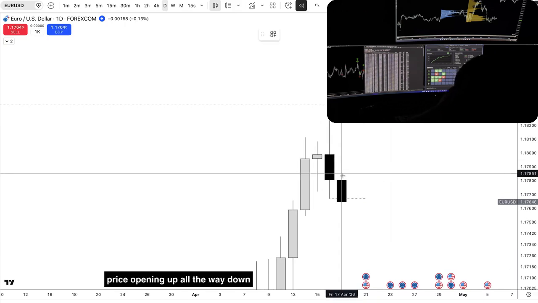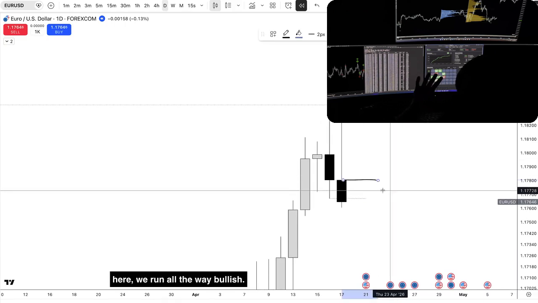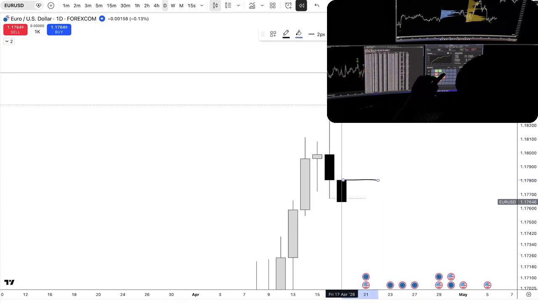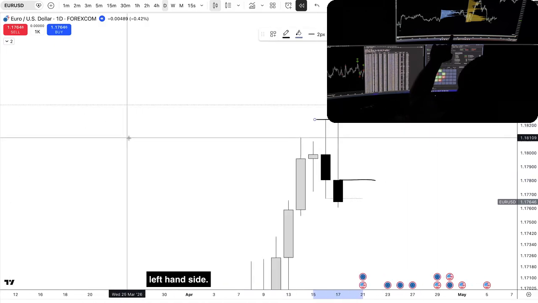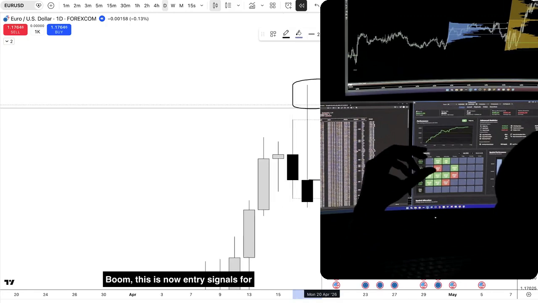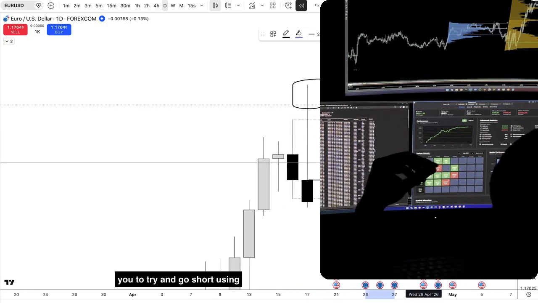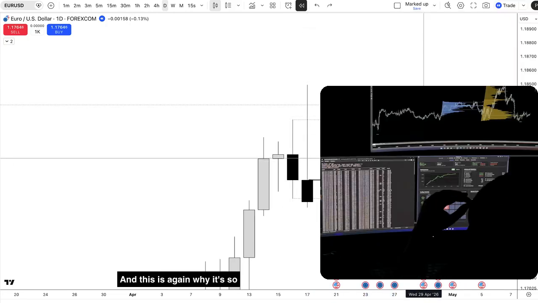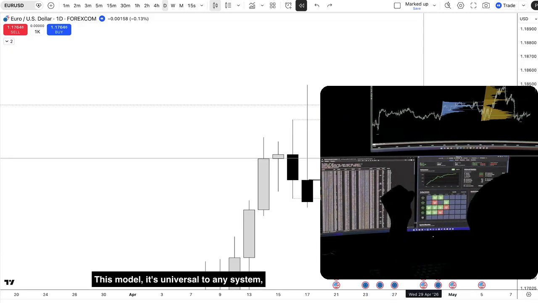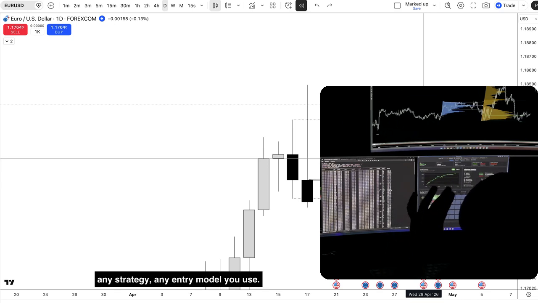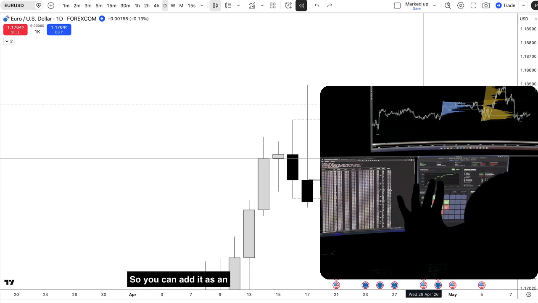Just like we talked about, we have price opening up all the way down here, we run all the way bullish. Look at this wick. We spike above previous daily high. Also take out a high from the left-hand side. Boom, this is now an entry signal for you to try and go short using whatever entry model. And this is again why it's so powerful, because you don't need a specific strategy to trade this. This model is universal to any system, any strategy, any entry model you use. So you can add it as an added confluence.